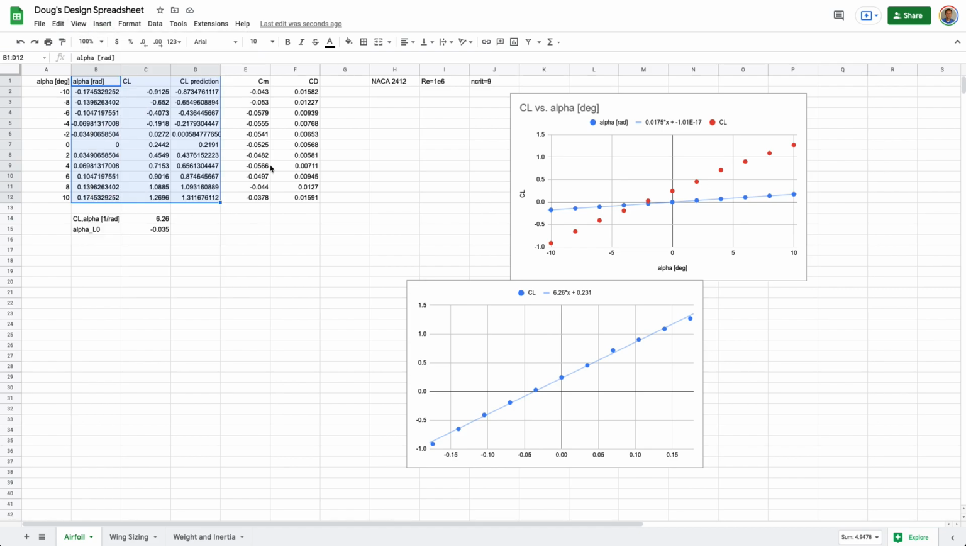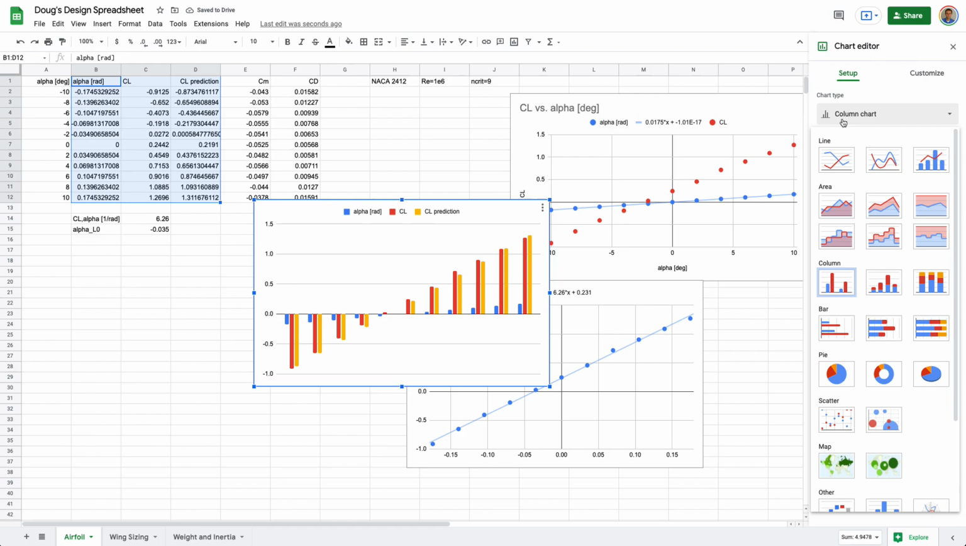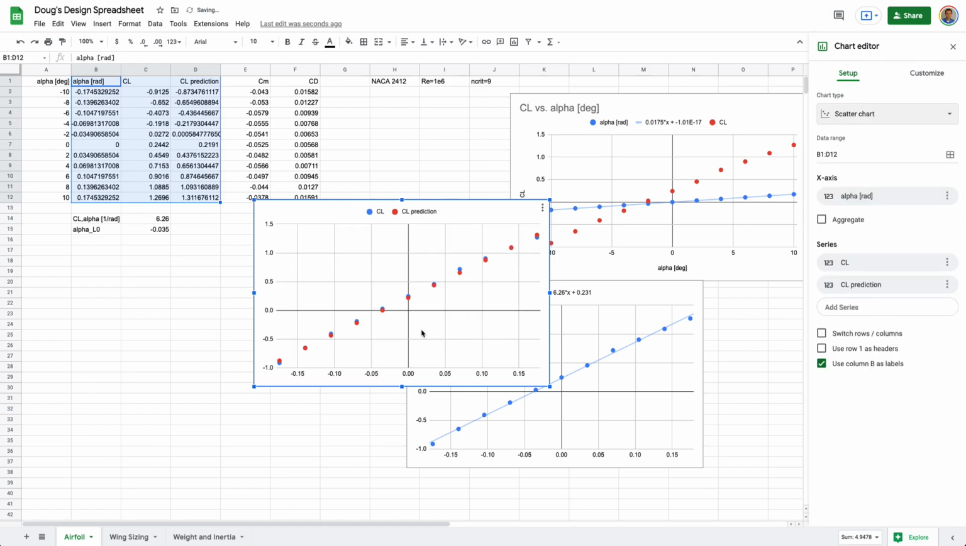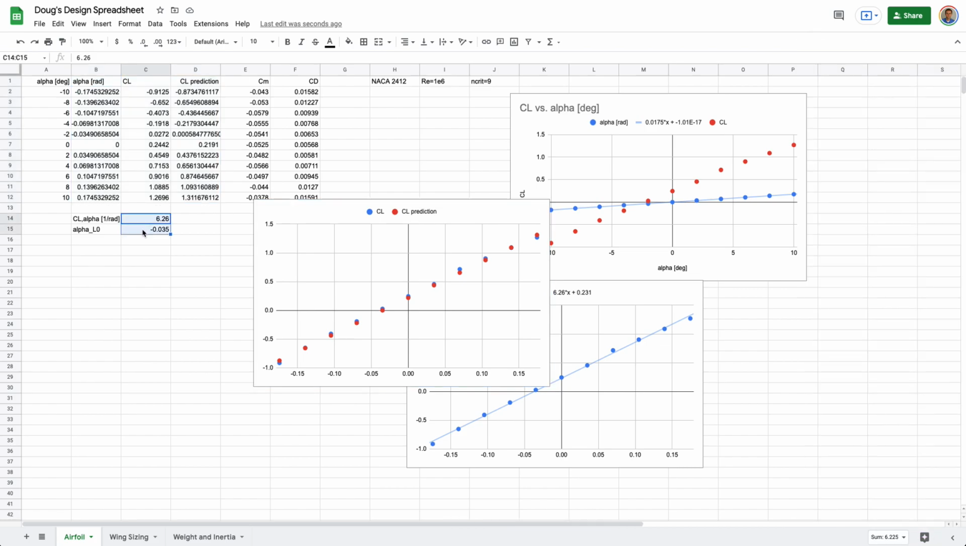So we'll insert another chart here, and we want this to be scatter. At each of these angles of attack, we've got the blue, which was the original data, and then the red is our prediction, which is just this straight line prediction that was fit through that data. Now in aerodynamic software, you only have to store these two parameters, and we can predict the lift coefficient at any angle of attack. This is the way I usually like to do it.